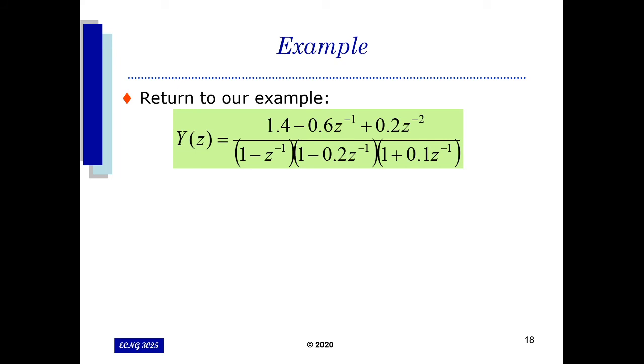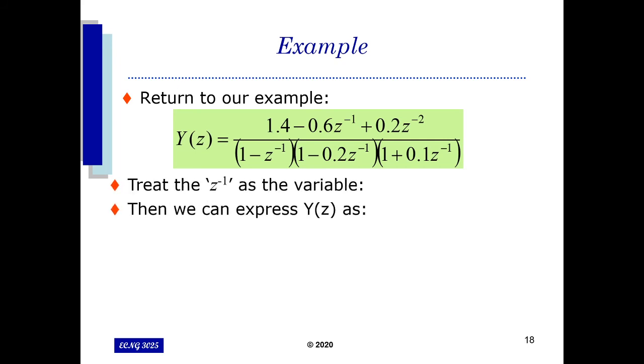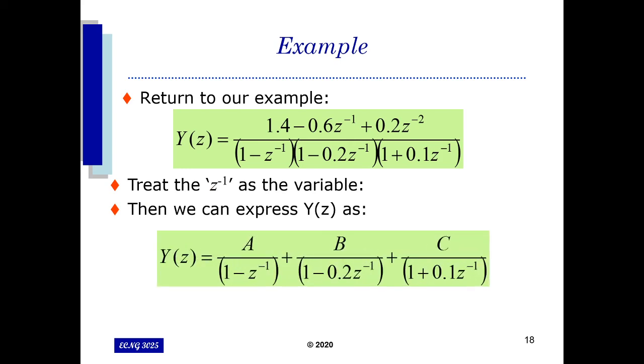So returning to our example here, we basically treat the z to the -1 here as our variable. And as such, we can partial fraction this accordingly. Because we have 3 factors on the denominator, that means we're going to have to solve for A, B, and C here, 3 constants accordingly for each one of these 3 factors.